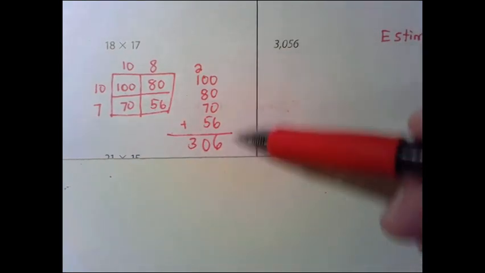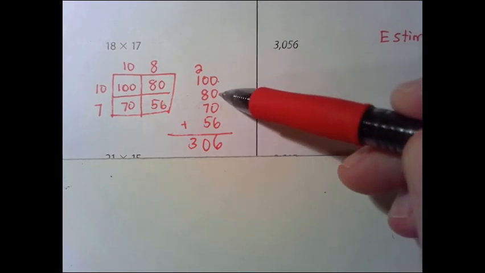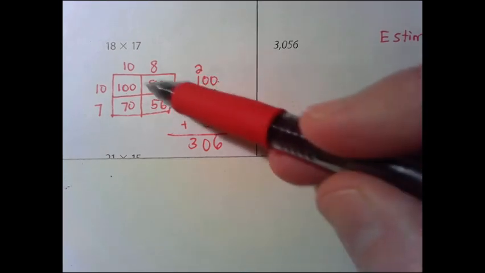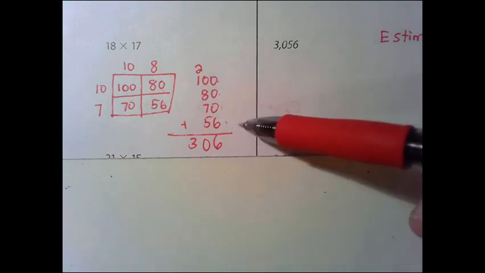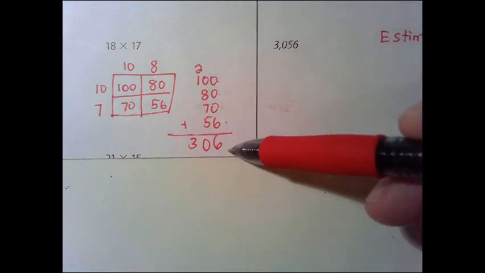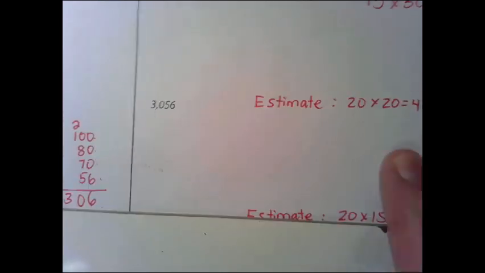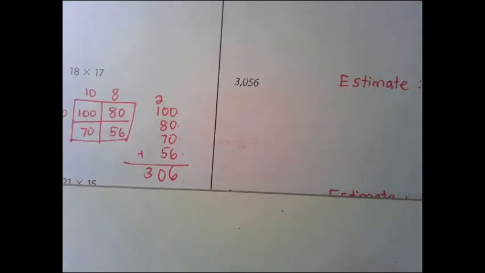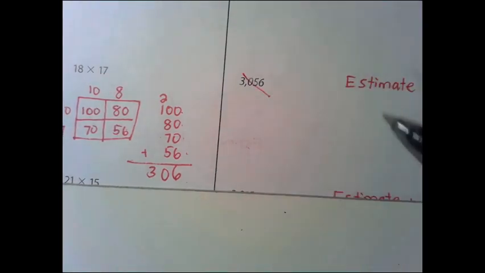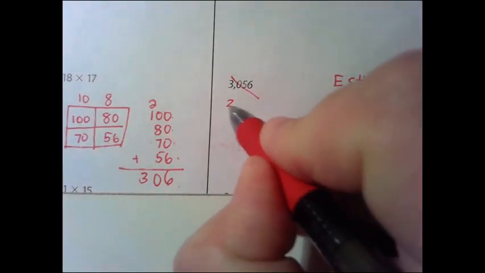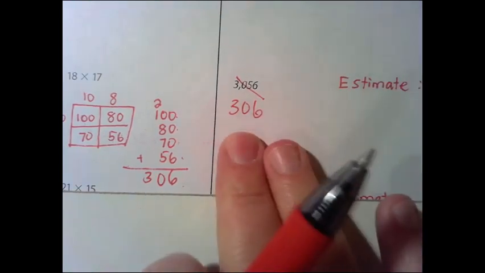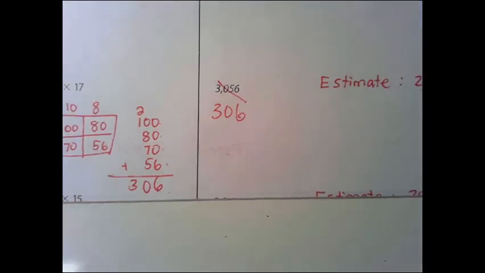Then when I added them on the side, I took 100 plus 80 plus 70 plus 56. I took all the numbers in the boxes and I added them up together. I got 306, which is a much more reasonable answer because, again, our estimate over here was 400. So we're going to cross out that and put 306, because that is our actual answer.